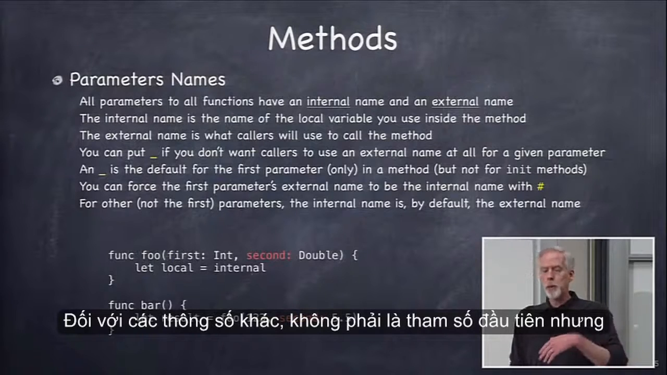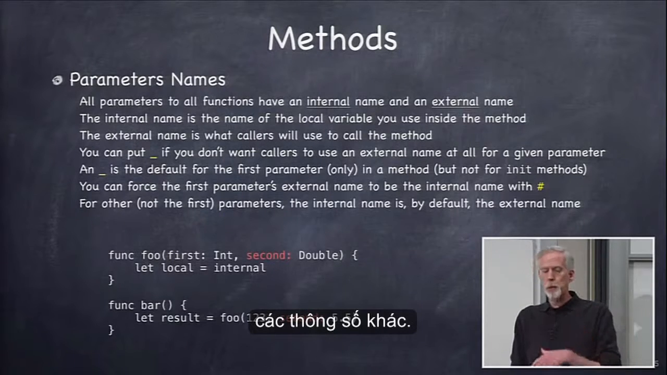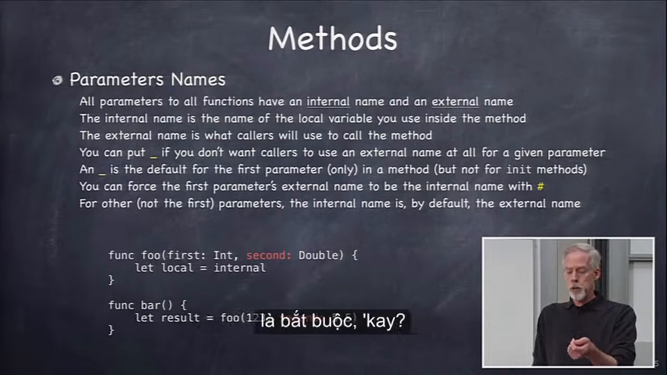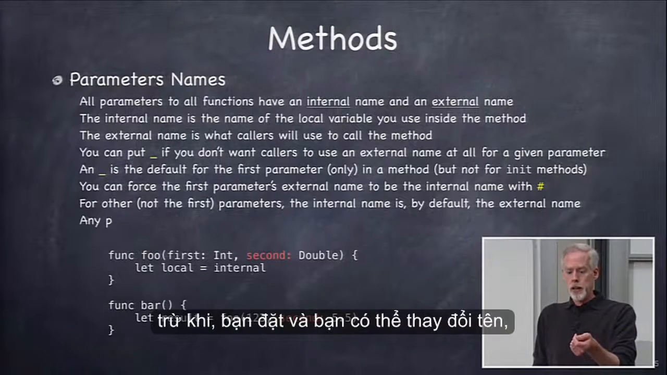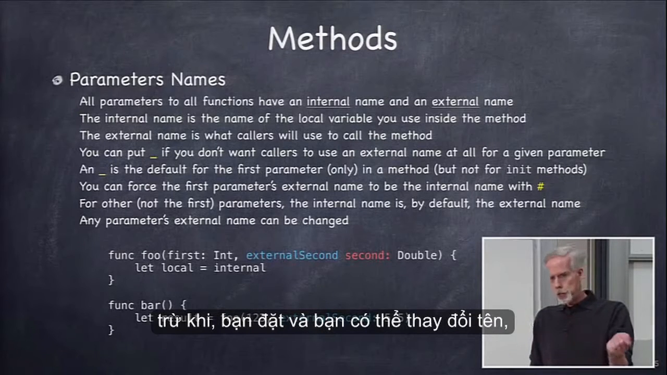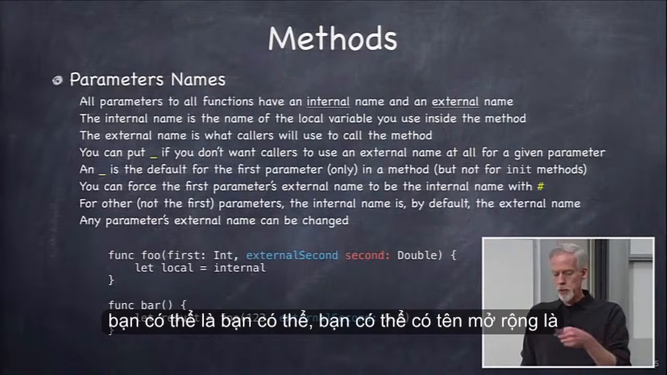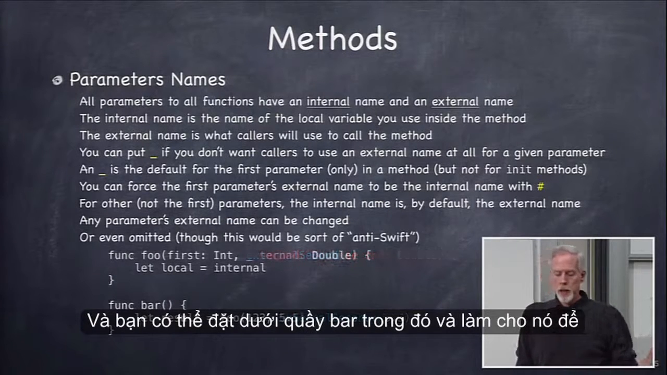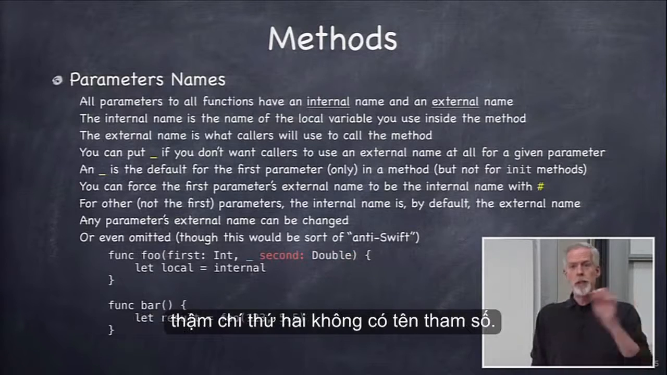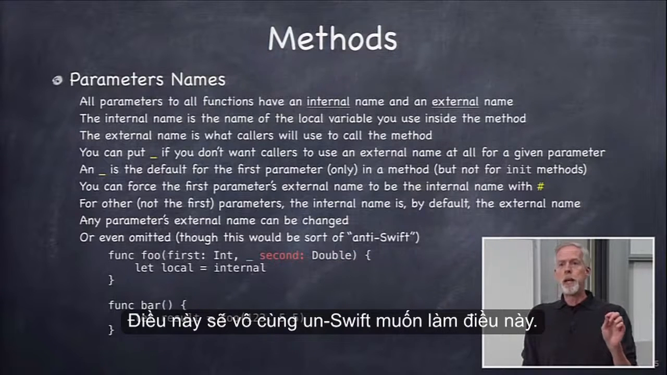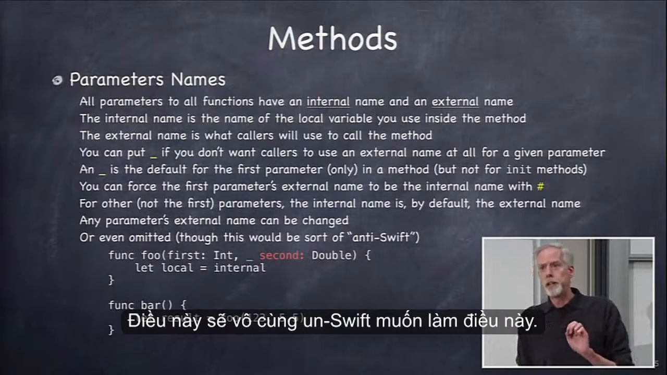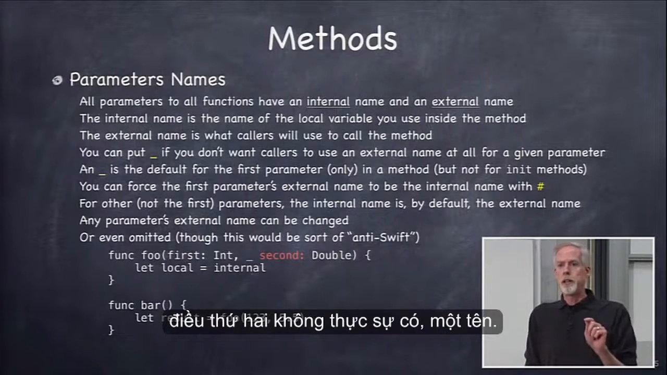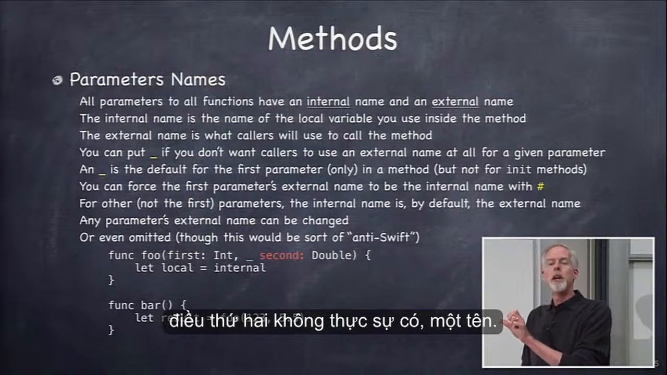For other parameters, not the first parameter, but other parameters, the name, the internal or an external name, is mandatory, okay? Unless you put, and you can change the name. You can have the external name be different for any parameter, not just the first one. And you can put the underbar in there and make it so even the second one has no parameter name. This would be incredibly un-Swift-like to do this, to have a function like this that takes two arguments, and the second one doesn't really have a name.